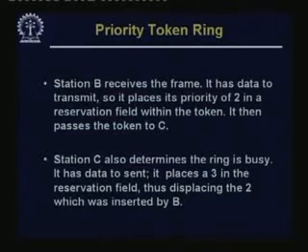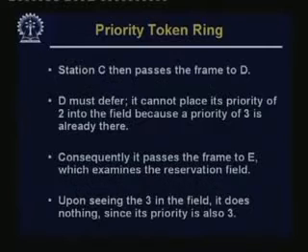Station C also determines that the ring is busy and it has data to send, so it places a 3 in the reservation field, thus displacing the 2 which was inserted by B. So 2 gets replaced by 3 in the reservation field, and other things remain as they are, still A's frame which is moving along. Station C then passes the frame to D.